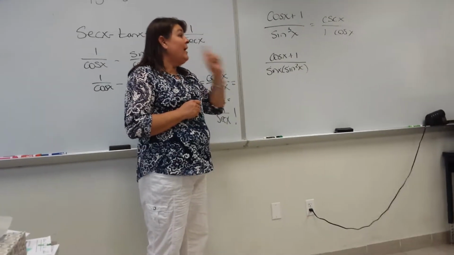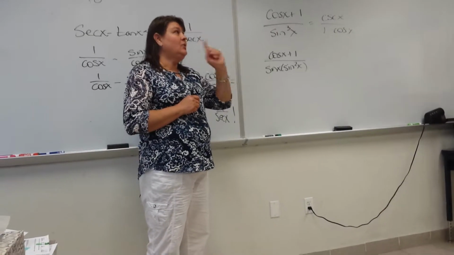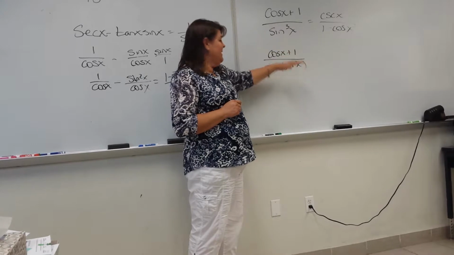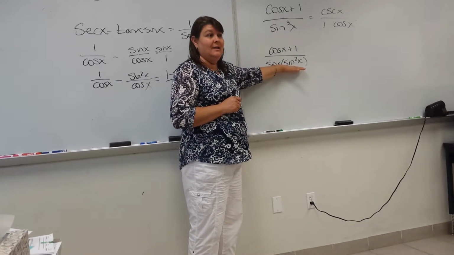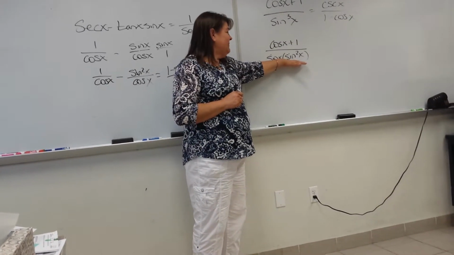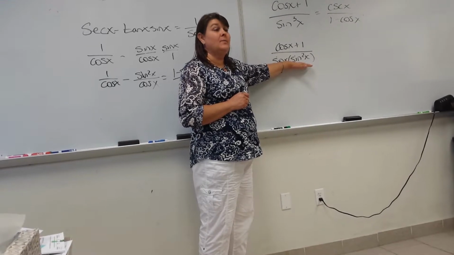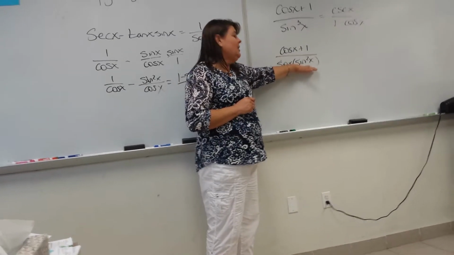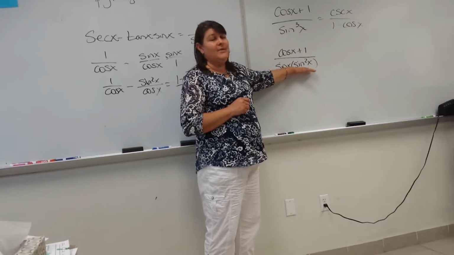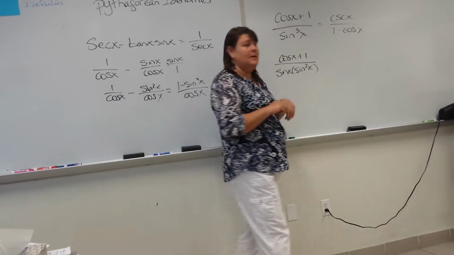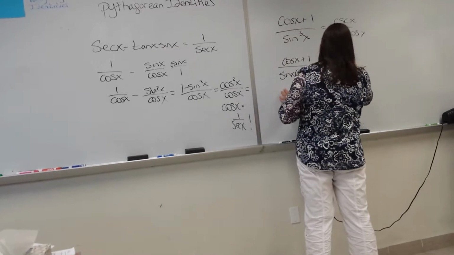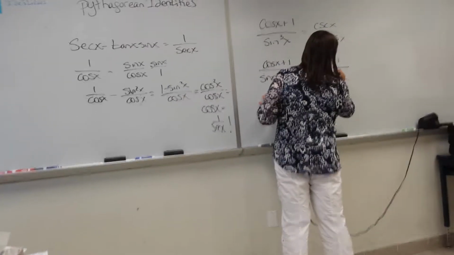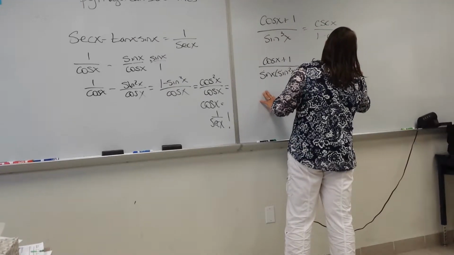But the one thing I do see that could be manipulated is this sine to the first power. Worth a shot. What is it? 1 minus cosine squared. That's exactly right. You see this and you go, okay, I have 1 minus cosine squared. Maybe that'll help. So I'm going to do that. I've got cosine of x plus 1 on top, sine on the bottom, and 1 minus cosine squared.